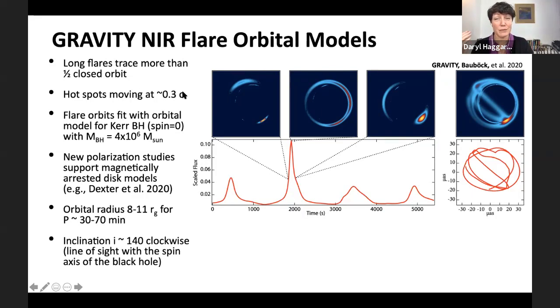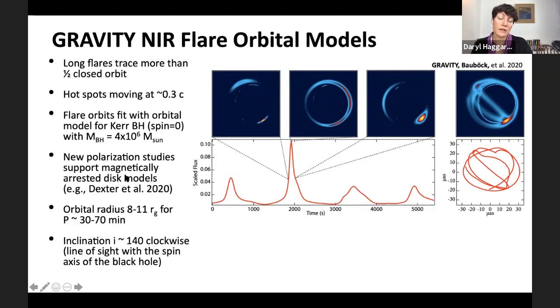These are moving at a substantial fraction of the speed of light. They're consistent with models that invoke a Kerr black hole with something like 10 to the 6 solar masses, consistent with some of our other measurements of the mass of Sagittarius A Star. There's a whole suite of beautiful new polarization studies coming out of Jason Dexter's group and other people's studies, really starting to understand some of the magnetic components to the models and see what kind of constraints we can get from this beautiful new Gravity work.